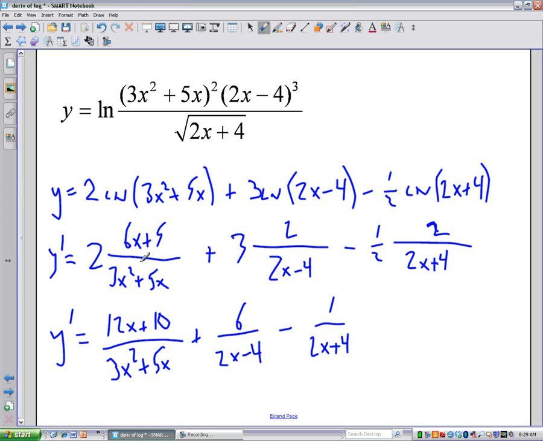So there you go. This looks like it could be a bear, but because of natural logs and its properties, it's just a matter of doing 3 simple u primed over u's and its little simplification step.